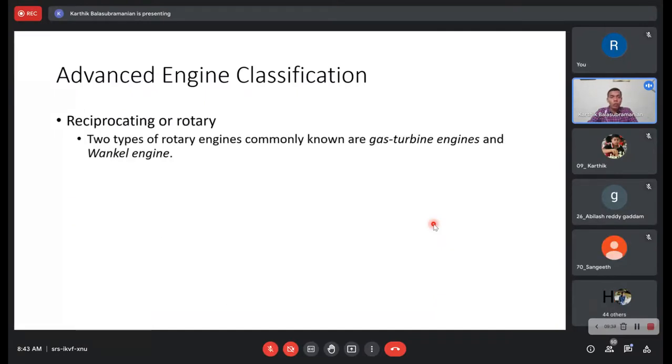Reciprocating or rotary engine: as I said, gas turbine engines and Wankel engines are rotary engines. Gas turbine engines are mostly used in jet aircraft and so on, where the gases rotate the turbine, and then you get the rotary movement. And then there is the Wankel engine, where the piston itself is shaped in a very different manner. Apart from that, most of the engines that we use are reciprocating type engines.